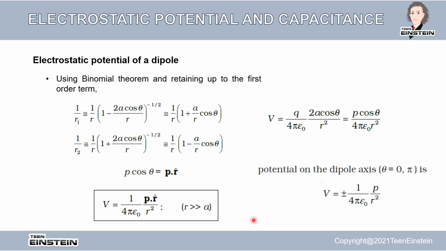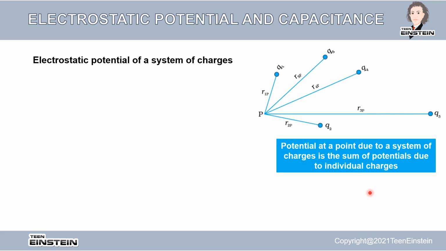So now we are going to approximate this further, and see what happens when theta becomes 0 and pi. In this case cos theta becomes 1. So we get V equal to plus or minus 1 by 4 pi epsilon naught into p by r squared. We are just applying theta equal to 0 in this case and pi in this case. Then we get plus or minus 1 by 4 pi epsilon naught into p by r squared.